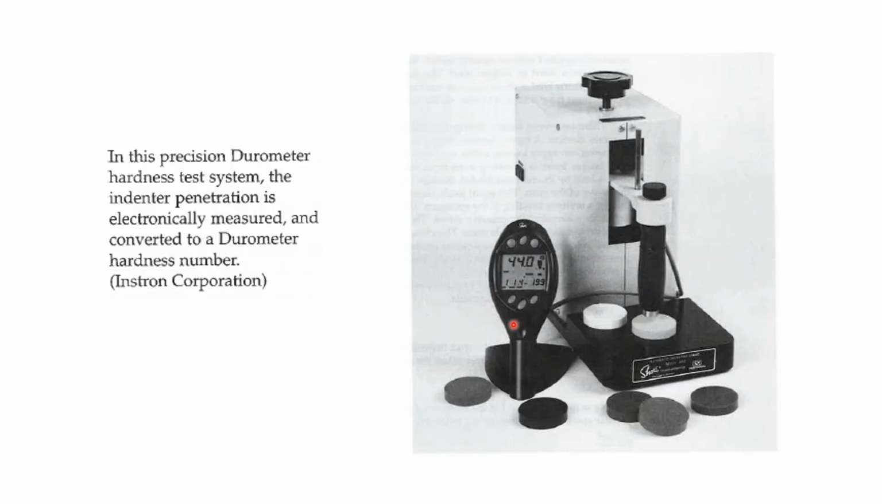Here's the instrument, and that's where you apply your pressure, or the load. In this position of the Durometer, we're using the pressure. The indenter penetration is electronically measured, and you can read it out from this display. The value we get out of the instrument is your hardness number.